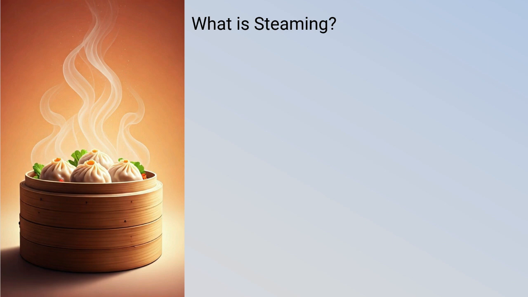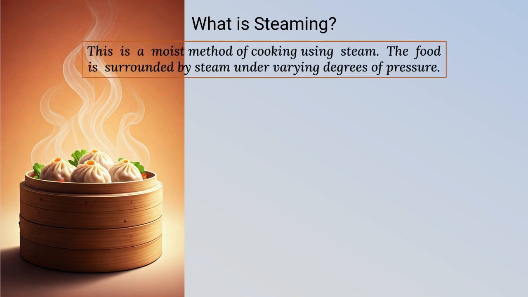Now we'll discuss what steaming is. What is steaming? This is a moist method of cooking using steam. The food is surrounded by steam under varying degrees of pressure. That is known as steaming. Here the food is basically cooked by the steaming process. It can be done in two ways.